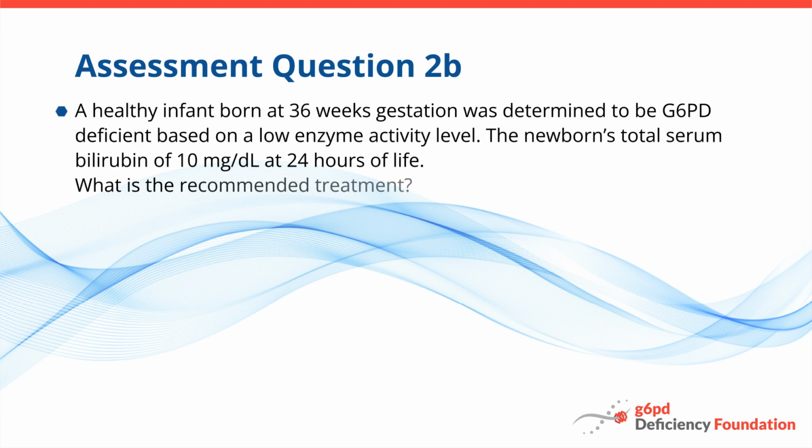A healthy infant born at 36 weeks gestation was determined to be G6PD deficient based on a low enzyme activity level. The newborn's total serum bilirubin is 10 milligrams per deciliter at 24 hours of life. What is the recommended treatment?